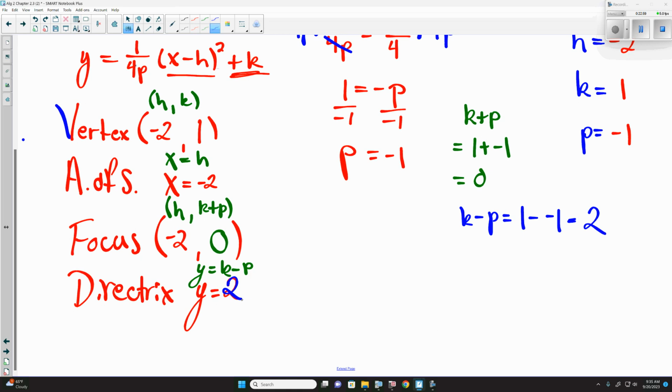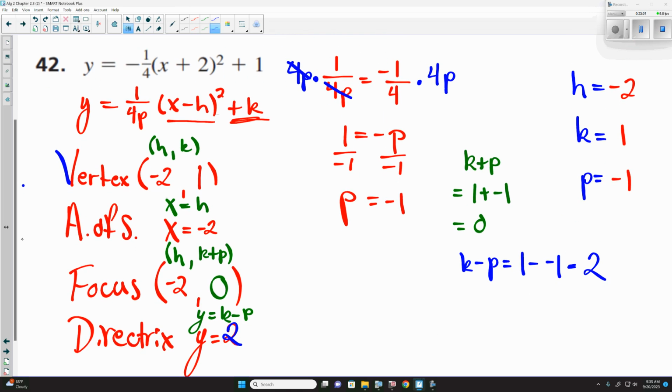And the other thing I want to make sure we're seeing is that all of this here is just finding the values of h, k, and p, because once we get those, we plug them into the general form and simplify where needed. Questions on this here? We're ready for the next one.